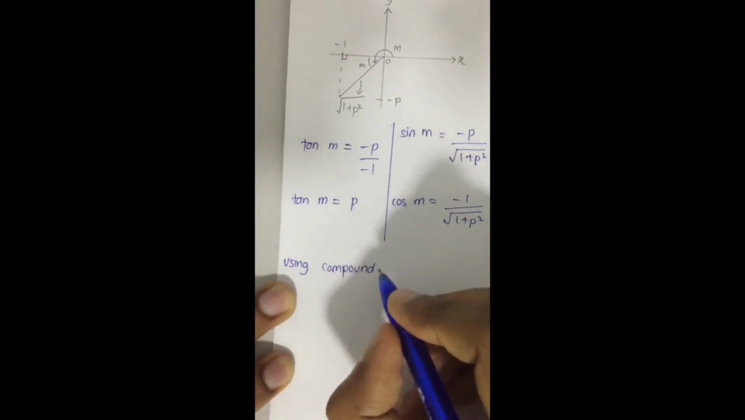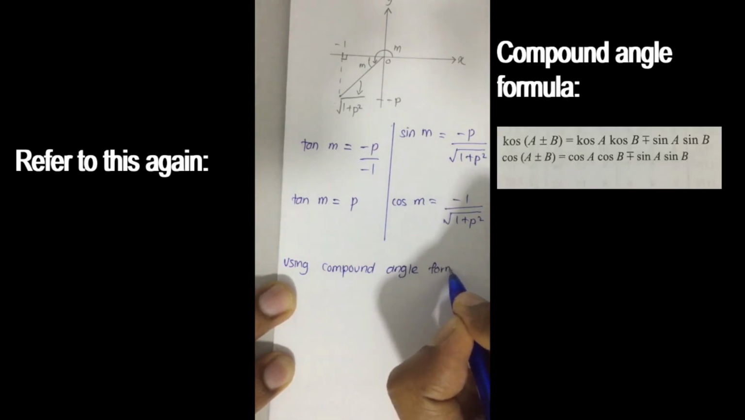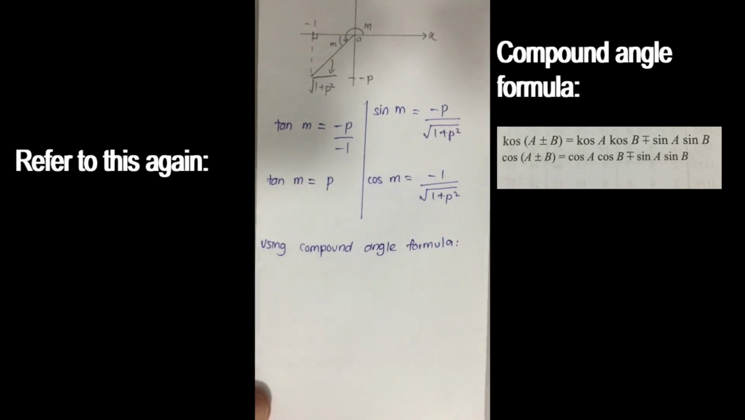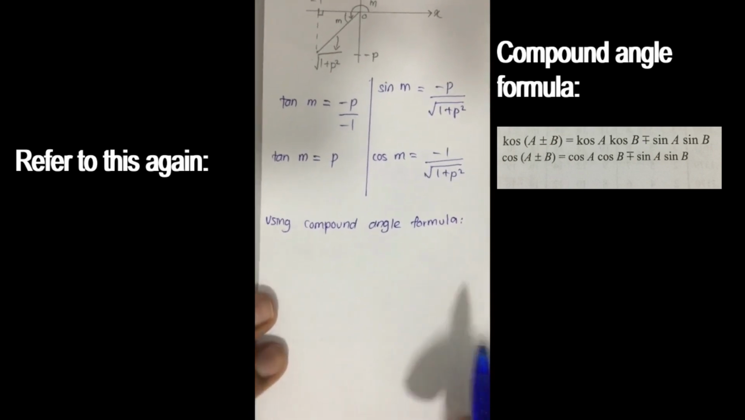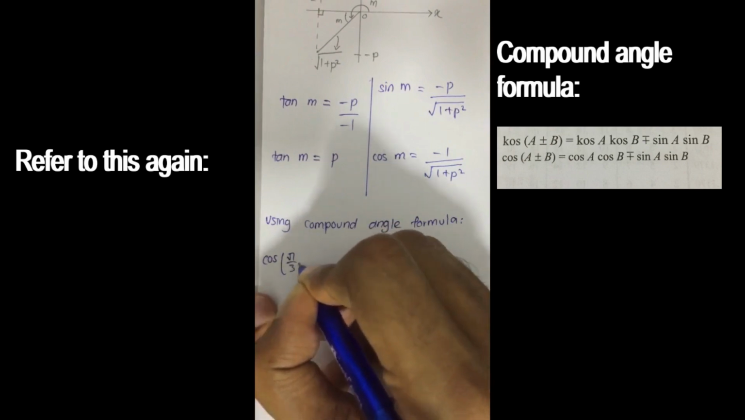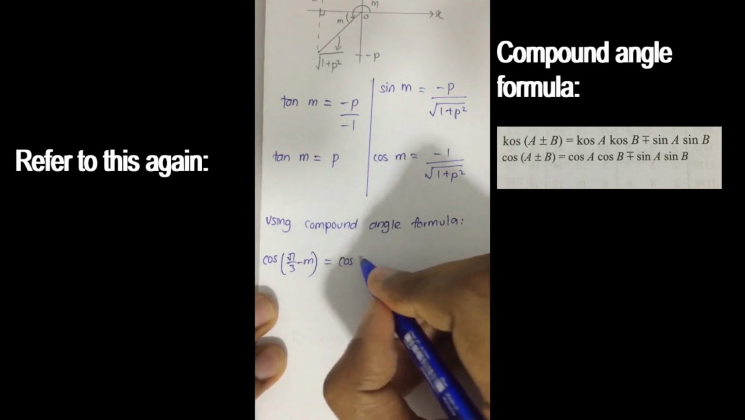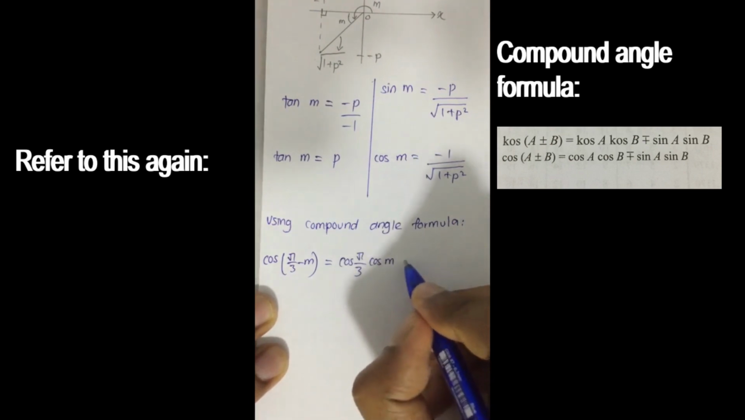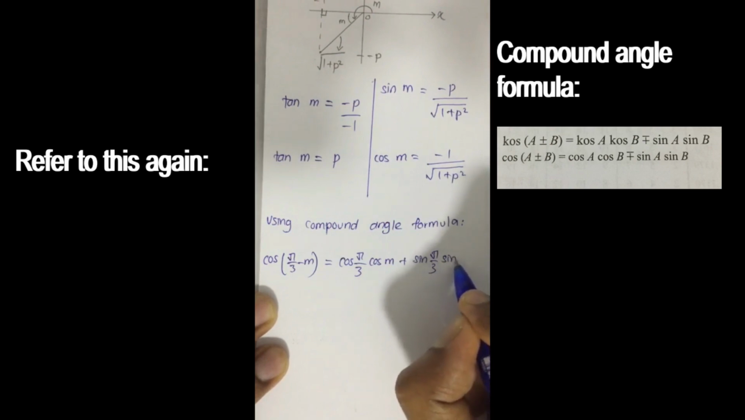By the way, if you don't know what the compound angle formula is, I'm going to show you in the explanation now, so you can have a look and use it as your reference in order to solve this step. So from here, it will be equal to cos pi over 3 cos m plus sine pi over 3 sine m.